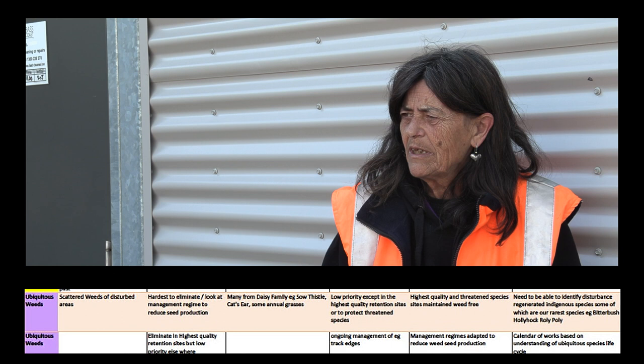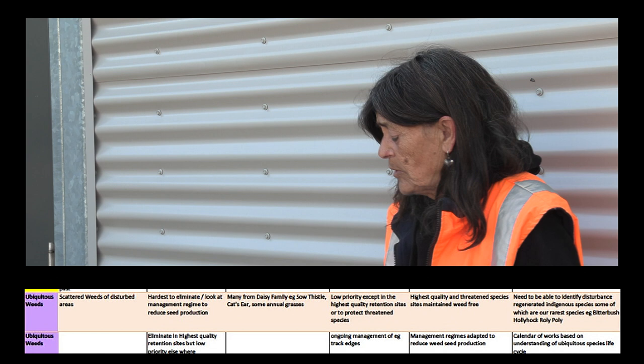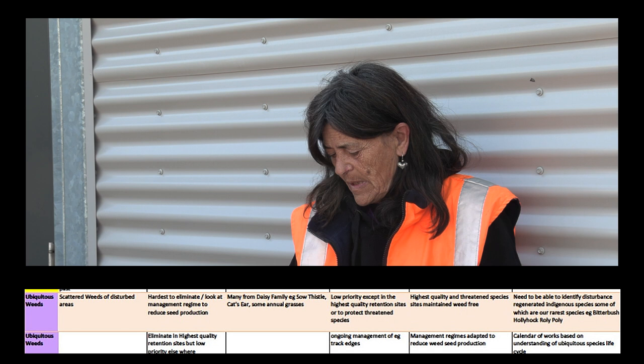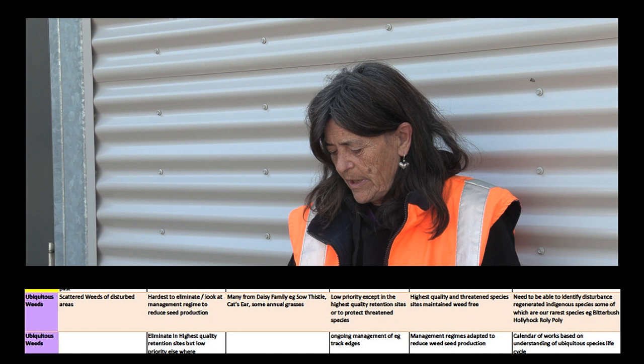It's often got granite paths, which add phosphate to the soil, which help weeds, because most of our local plants don't like them. So it's the lowest priority except in the high quality retention areas. And the measure of success is the highest quality and threatened species sites have maintained weed free.